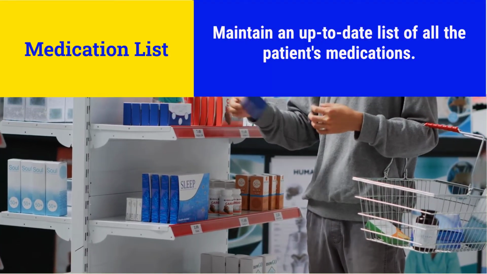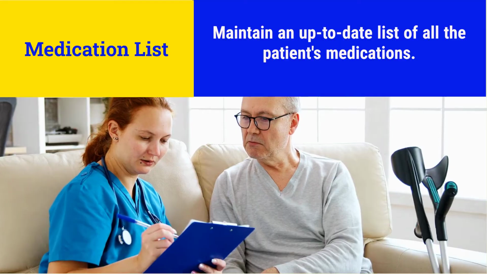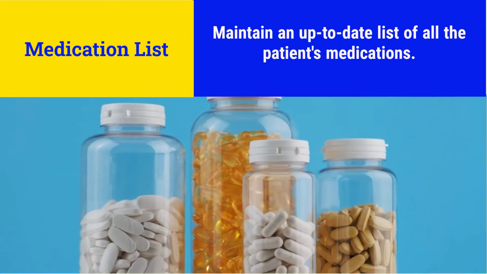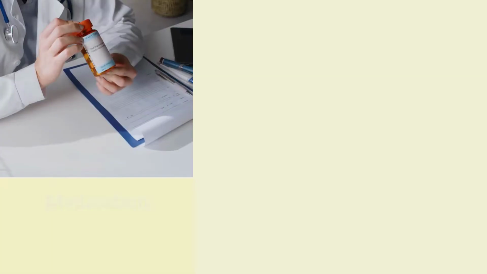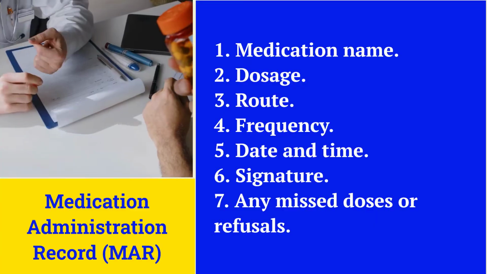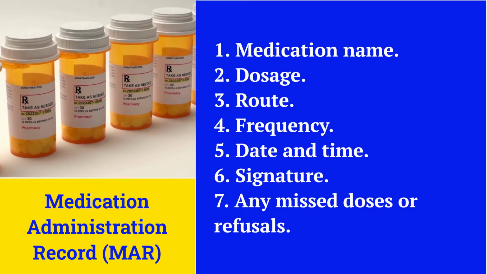Maintain an up-to-date list of all the patient's medications. This list should include prescription medications, over-the-counter medications, vitamins, supplements, and herbal remedies. The medication administration record is a form used to document each medication administered to the patient. It includes the following information.